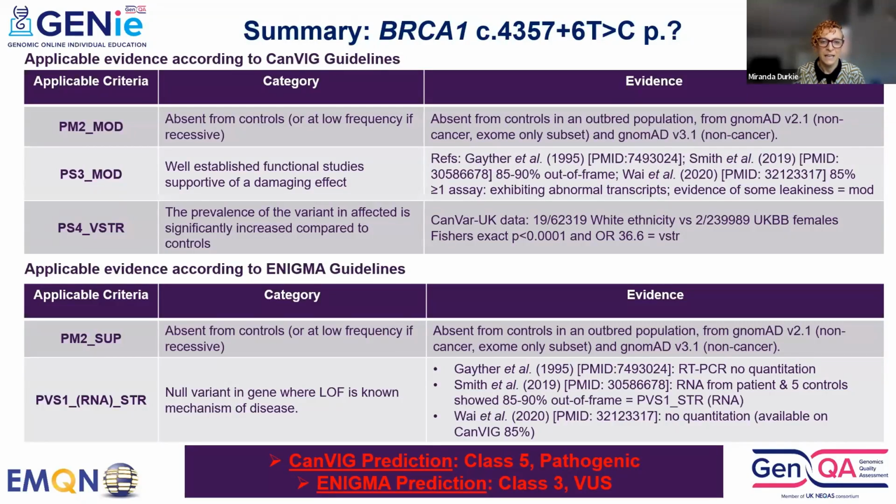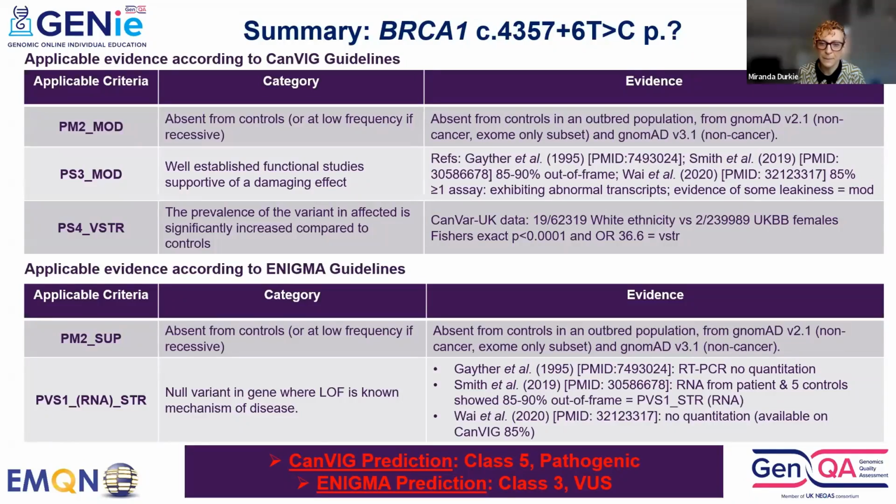So moving on to the Enigma guidelines, the same kind of evidence in terms of PM2, but as per the ClinGen recommendation from a few years ago, that is used at maximum strength of supporting being absent from gnomAD. And Enigma have also adopted the recommendations from the Walker et al. 2023 splicing SVI group, where the RNA functional evidence is now incorporated under PVS1 RNA.